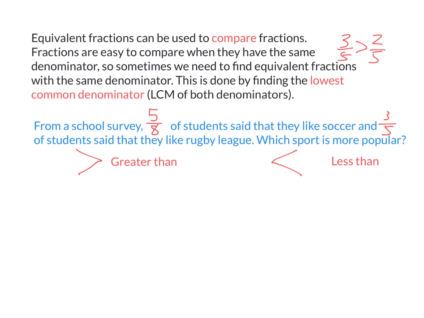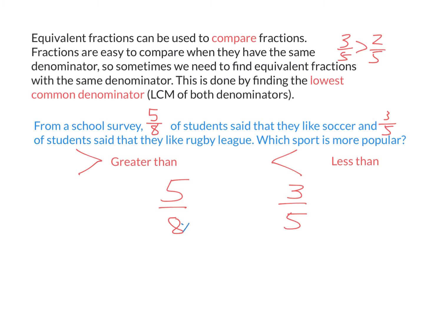It's really hard to compare 5/8 and 3/5 because they have different denominators. They have different numbers on the bottom. What we're going to do is find an equivalent fraction of each that has the same denominator. So what should the denominator of our equivalent fraction be? It's the lowest common multiple of 8 and 5. So the lowest common multiple of 8 and 5 is 40.